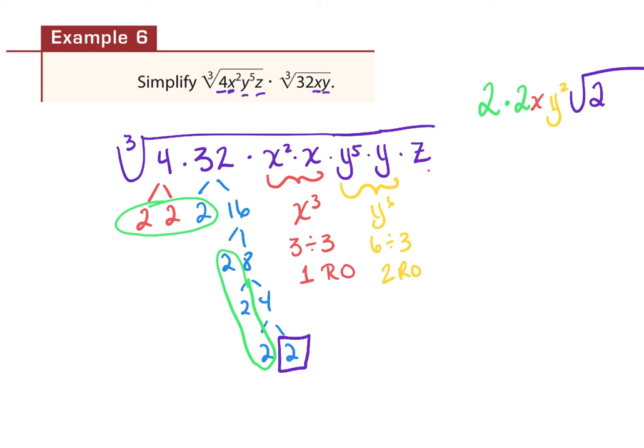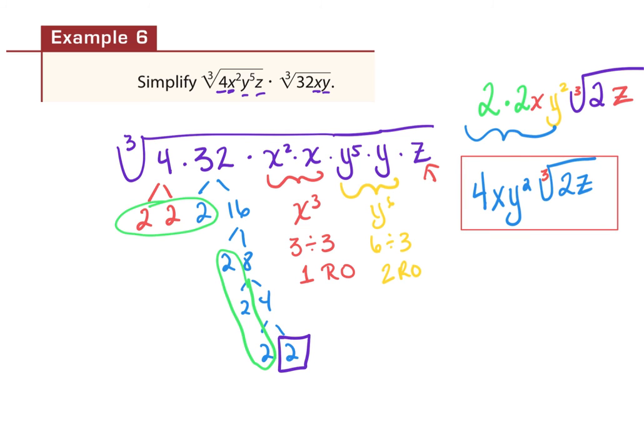I only have 1 z. Is it going to group in thirds? No. It is not. So my z is going to stay in, and my index is 3. And then I'm just going to simplify like I would. 2 times x times y squared is 4x y squared. Nothing really simplifies on the inside, so that's just going to remain 2z. Don't forget your index of 3 before you do your final answer here, which is 4xy squared cubed root of 2z.